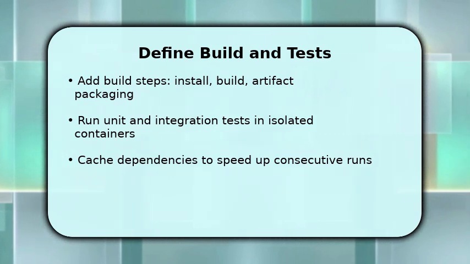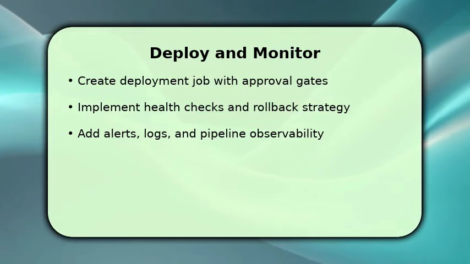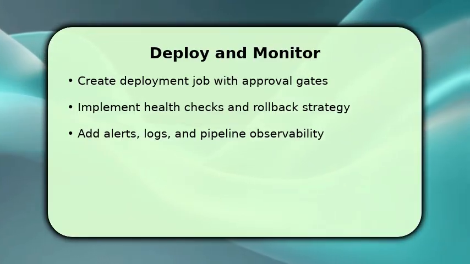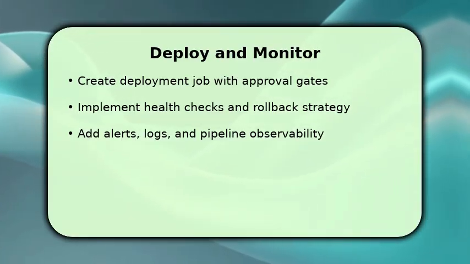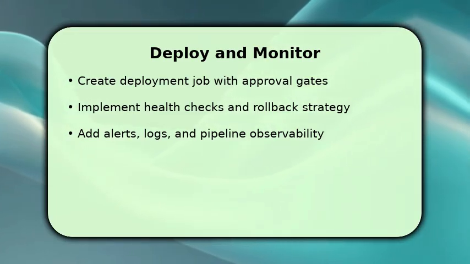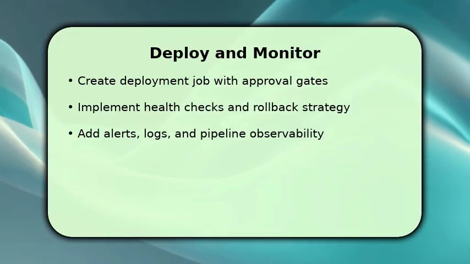You finish by wiring deployment jobs and safety controls, require approvals for production, run health checks post-deploy, and implement automated rollback on failure. Once deployed, integrate monitoring and log forwarding so pipeline owners see runtime errors and performance metrics. Make sure notifications go to the right channels for fast response.